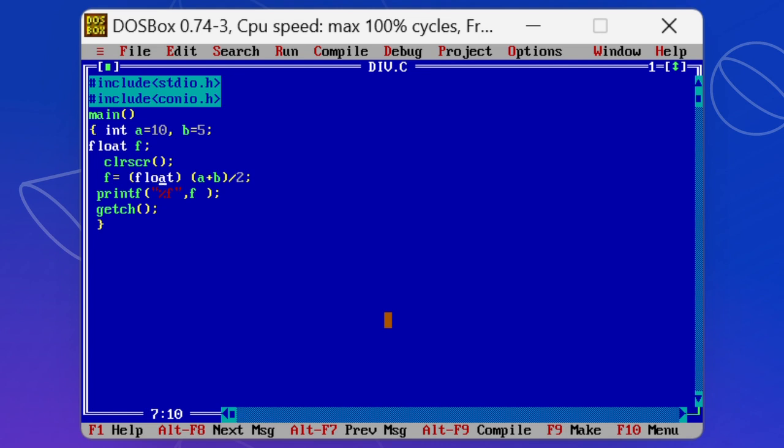10 plus 5 will become 15, and this 15 will be converted into float. I'm again repeating, this 15 will be converted into a float number. So it will become 15.00. And then this 15.00 will be divided by 2. So when we divide this 15.00 by 2, a float divided by an integer will give a float answer. It will be 7.5 and we'll get 7.5. So let's check whether we are getting 7.5 or not.